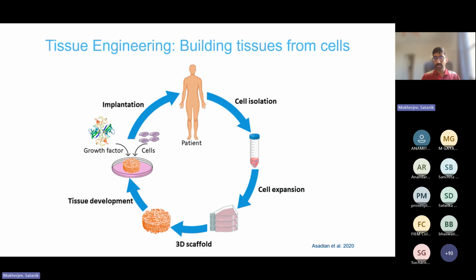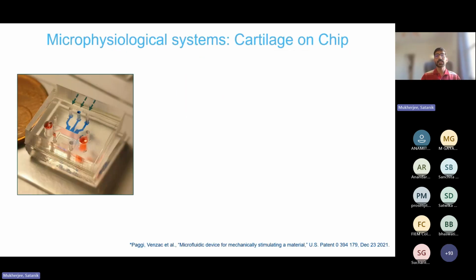And to facilitate testing these different scaffolds, cell types and growth factors outside the human body, there has been a considerable amount of research in the last 15 years into what are called microphysiological systems, which is basically a miniaturized version of the knee joint. Microphysiological systems have been developed for different organs, say the human brain, the lung, the heart. There are also microphysiological systems for cartilage, which are called cartilage on chip.